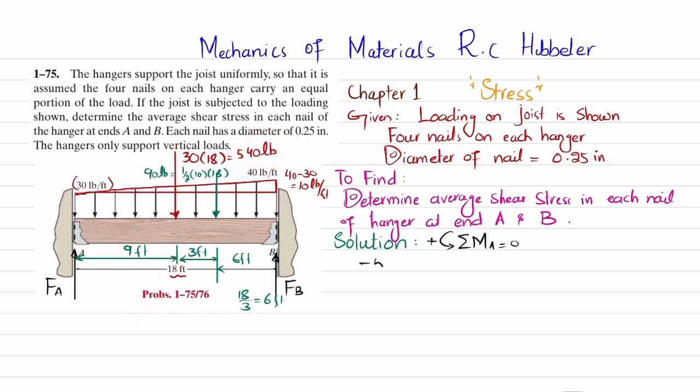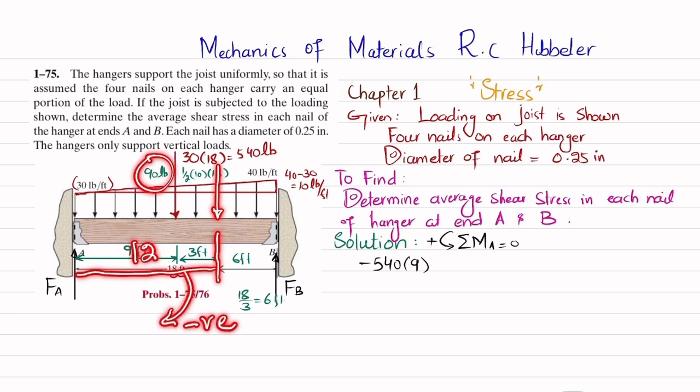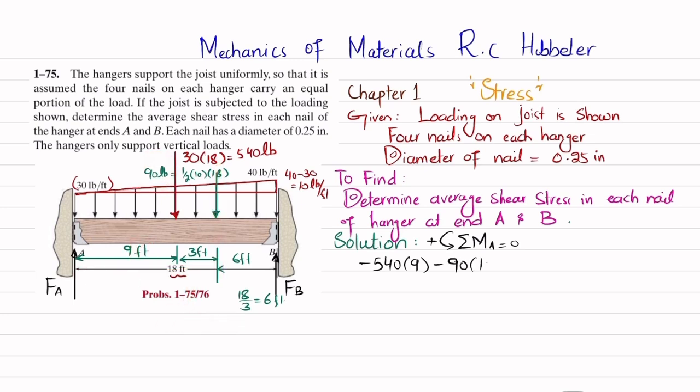So I can write minus 540 multiplied by 9. The second moment will be due to this load, which will be 90 pounds, and the perpendicular distance is 12 feet, and this is also producing clockwise moment, so it will be negative. So I will write minus 90 into 12. And the last moment is produced due to this FB force, the perpendicular distance is 18 feet, and this is producing counterclockwise moment, so it will be positive. So I will write plus FB into 18.